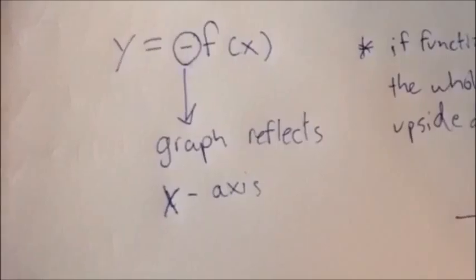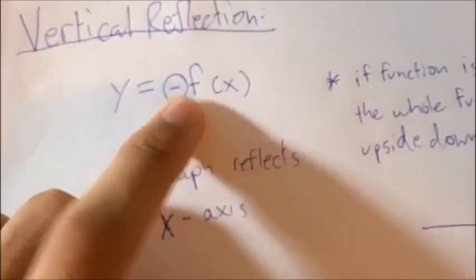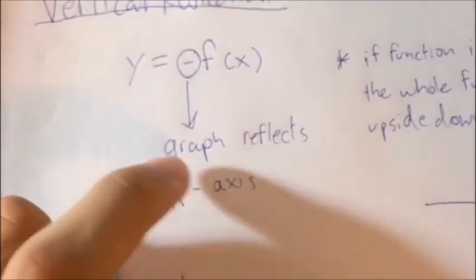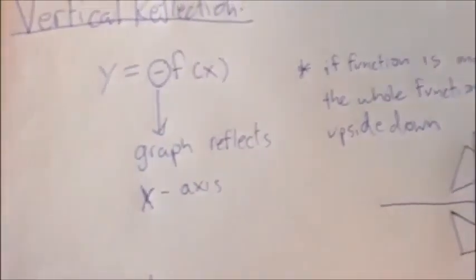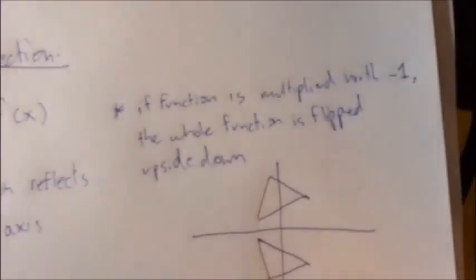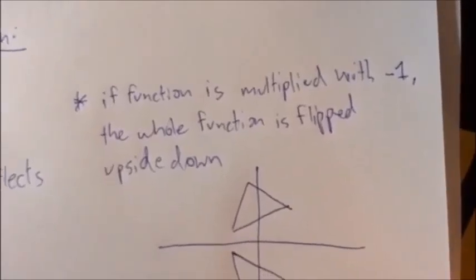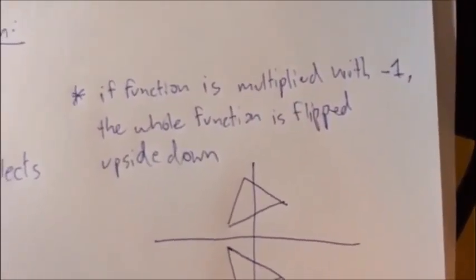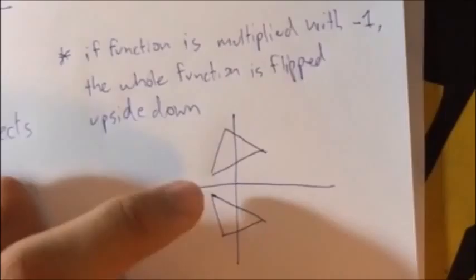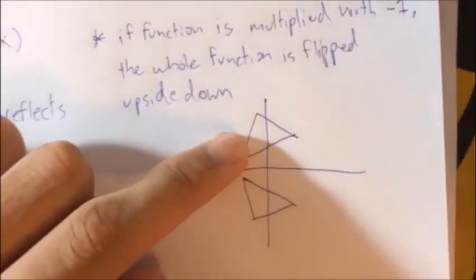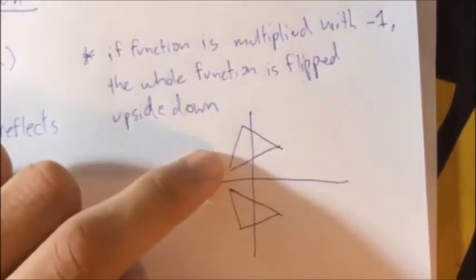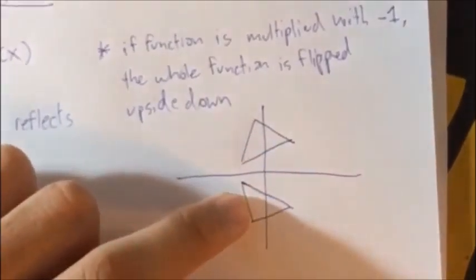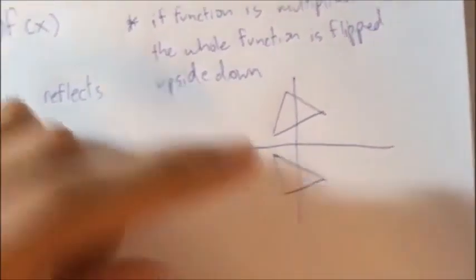In this graph, if there is a negative in front of f of x, it means that the graph reflects on the x-axis. Or in easier terms, if the f function is multiplied by -1, the whole function is flipped upside down, like this. This is the original graph. This is the new one.